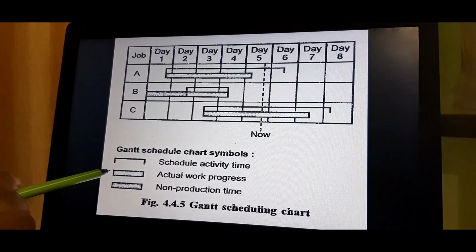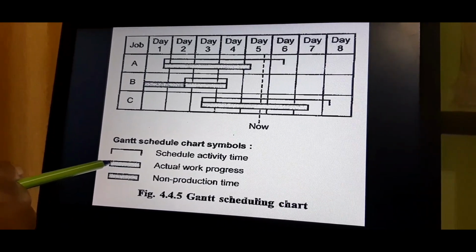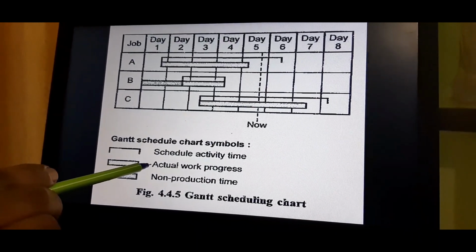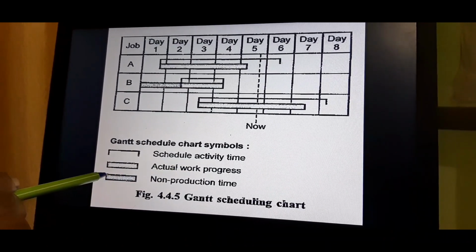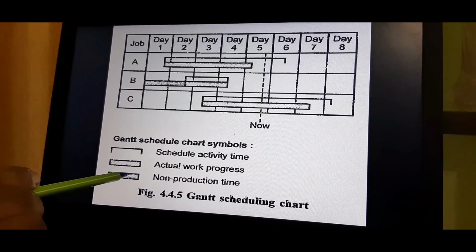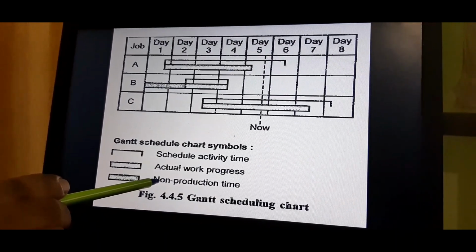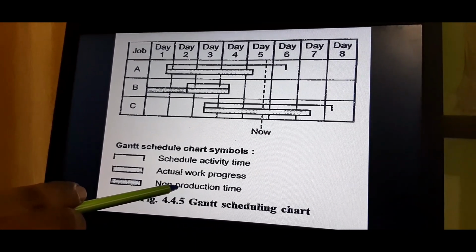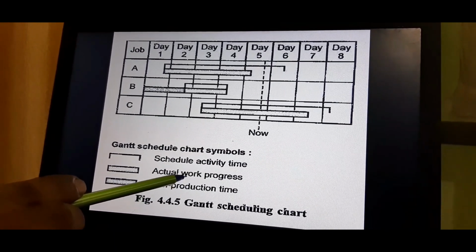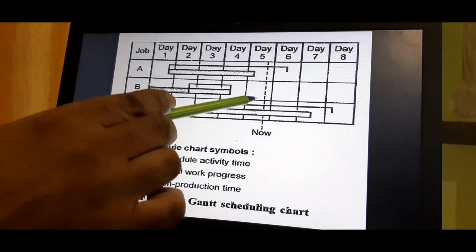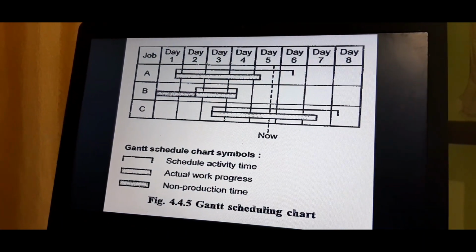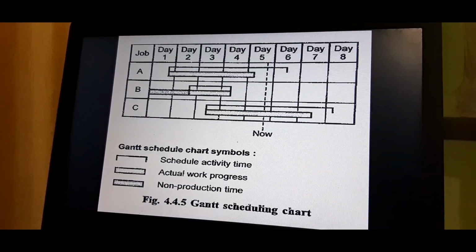The second symbol is a horizontal bar with light dotted lines. This represents the actual work progress. Then the third symbol is a horizontal bar with dark patches or dark dotted lines. This represents the non-production time. That is nothing but the machine is under some maintenance work or something else. Okay, now in this chart there is a vertical dotted line. This line indicates the current date.